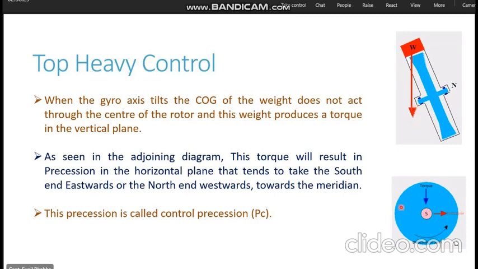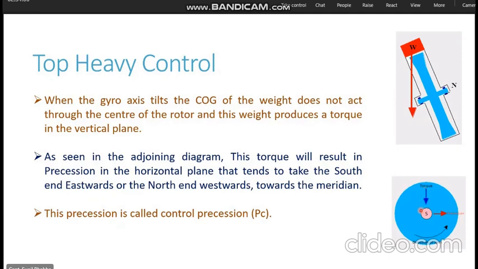Take your attention to the bottommost diagram. This is looking at the rotor and spin axis arrangement from the south end. Now you can see that the weight is now acting on the south end, pushing it downwards. This is represented by the blue color arrow in the bottom diagram. You can see the blue color arrow showing the torque which is being generated by the top heavy weight.